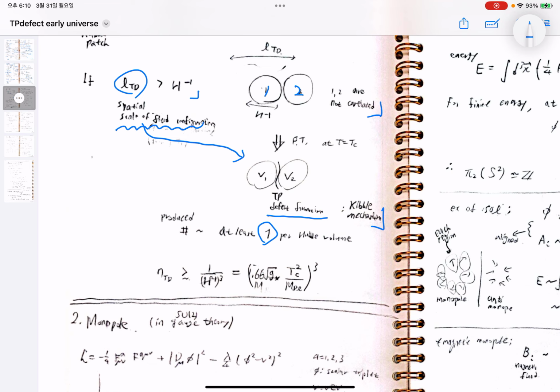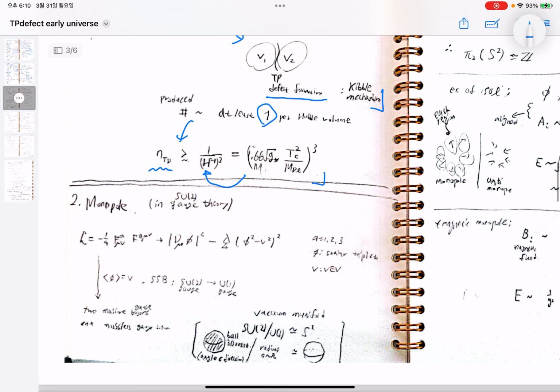So we can obtain the lower bound of the number density of the topological defects in the Kibble mechanism, which is given by 1 over H to the power of minus 3, the inverse volume. And we know the Hubble parameter in terms of the temperature, and it occurs around the critical temperature. So this is the lower bound of the number density of the topological defects in the Kibble mechanism.